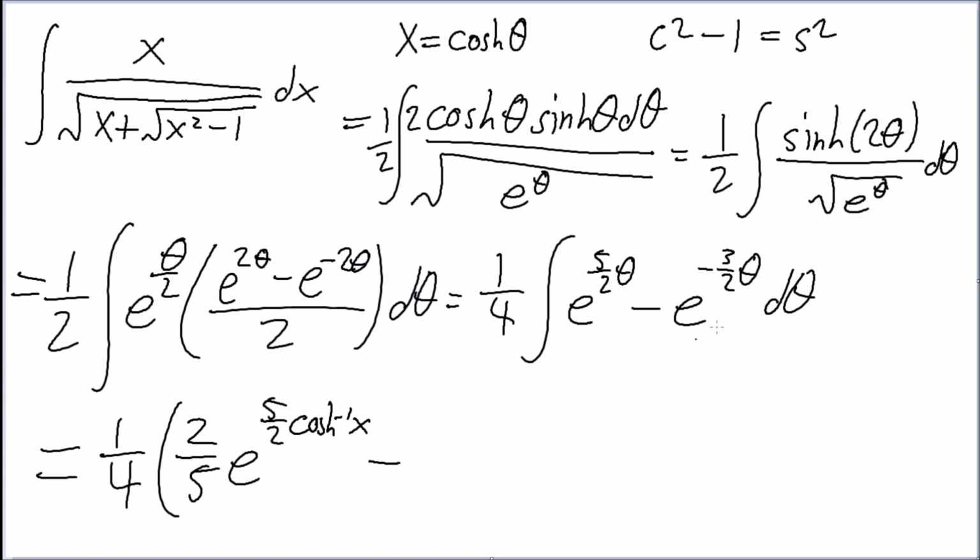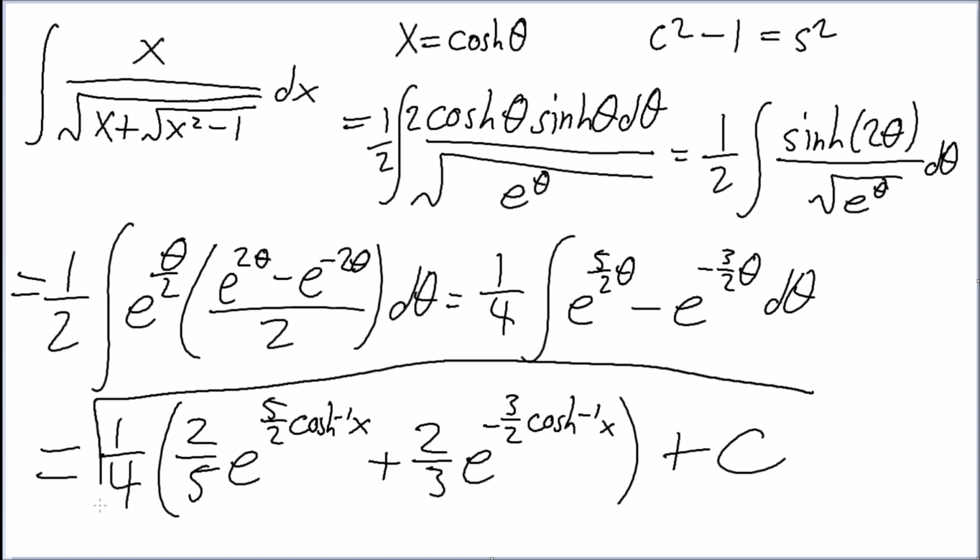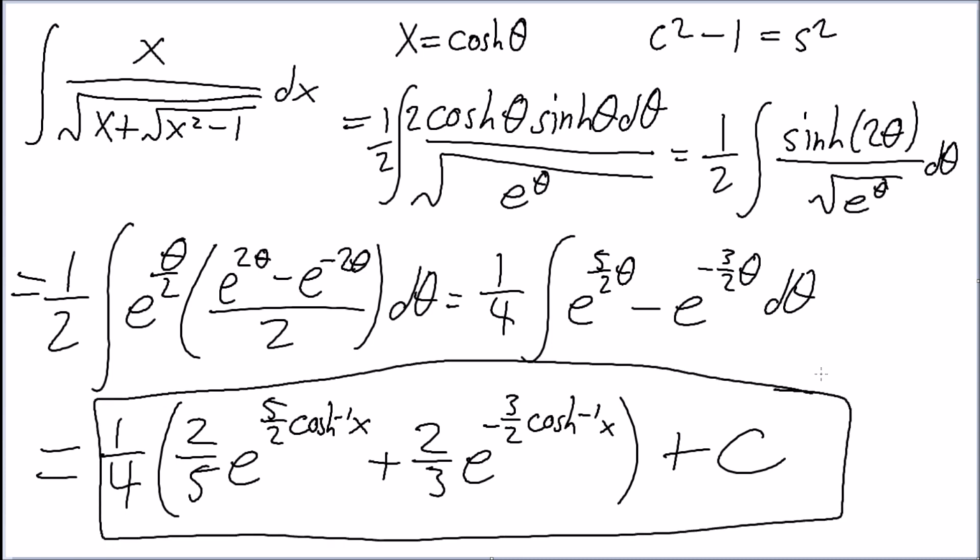And then minus, well, this would be plus 2/3 of e to the negative 3/2 of inverse cosh plus c. Alright, cool. So hyperbolic trig-sub, it's very weird to get used to, but again, it's very useful.